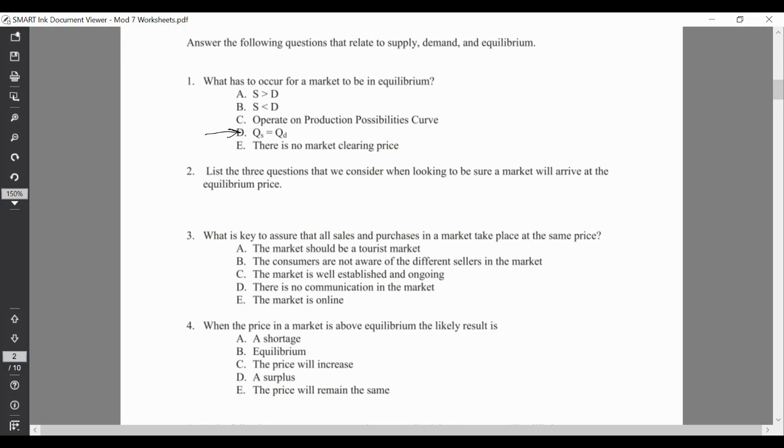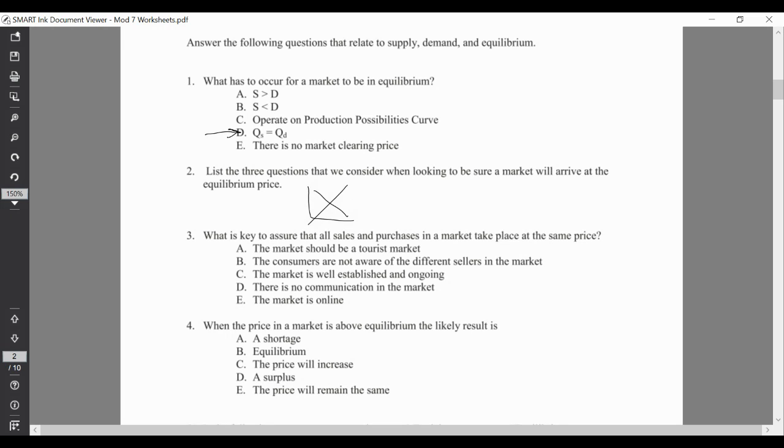So once again, the 3 questions you have to ask when we're looking at a market is, why do all sales and purchases in the market take place at the same price? Once again, they all take place at the same price because we look at equilibrium, right? That was the first question.